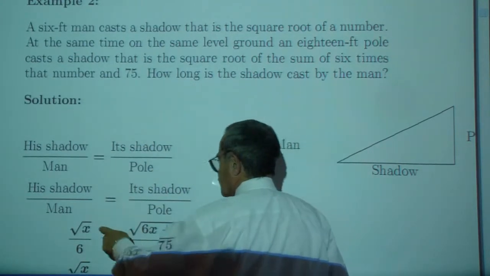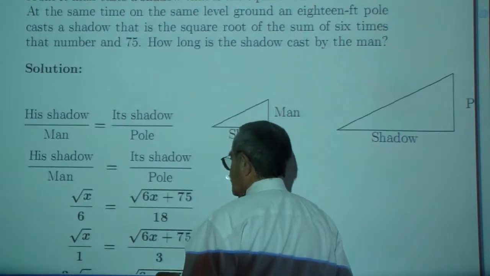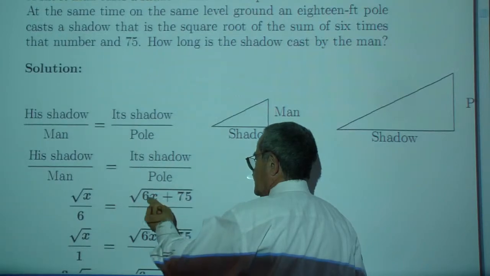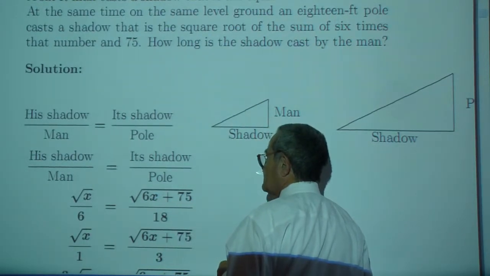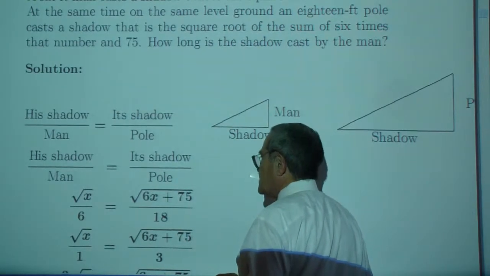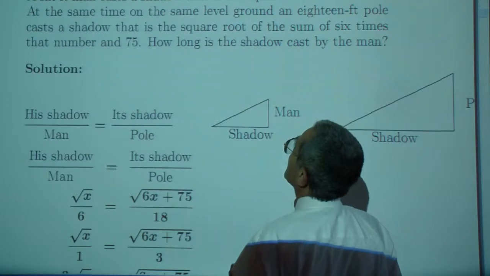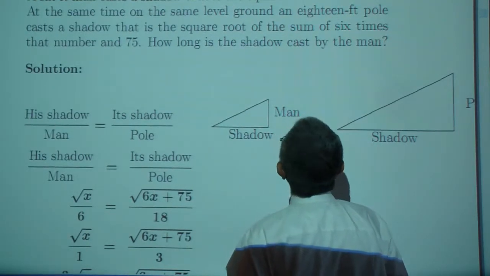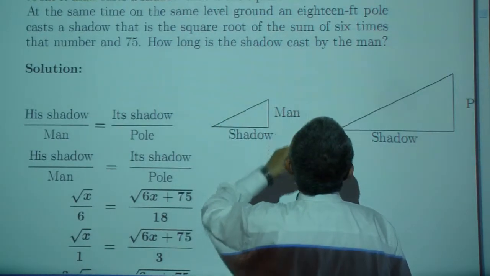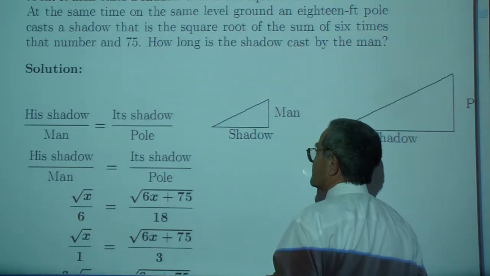His shadow is the square root of x. The man is 6 feet tall. The pole's shadow is the square root of 6 times x plus 75. And the pole is 18 feet long. And we wanted to find x, and I should have said x is such and such. How long is the shadow cast by the man? So this is x right here.